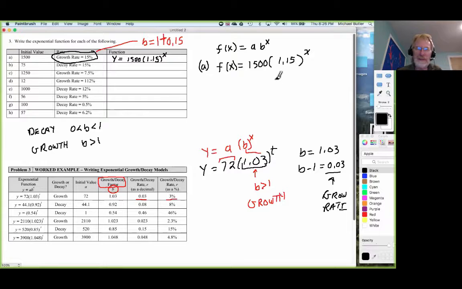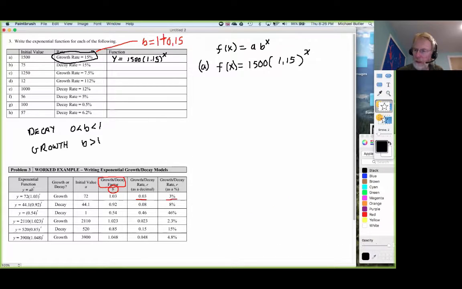Okay, so does that make sense though? The base is 1.15 because we're growth. So you're going to take the growth rate and add that to 1. All right. So let's go take a look at the next one down here for an example. Let's get all this work out of the way and let's do a decay one real quick. So in the decay one.